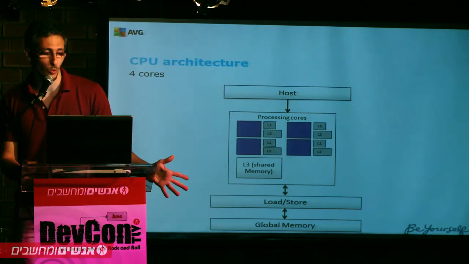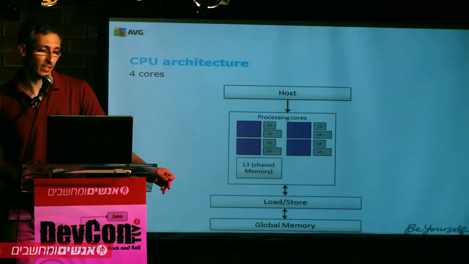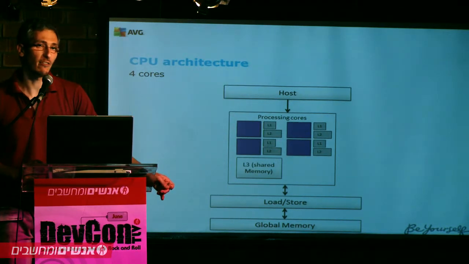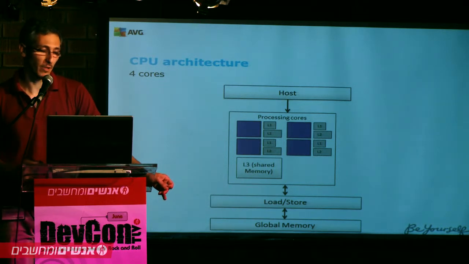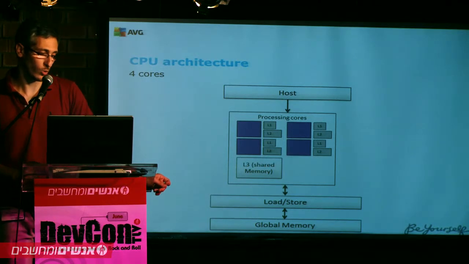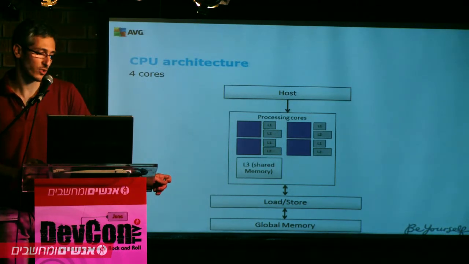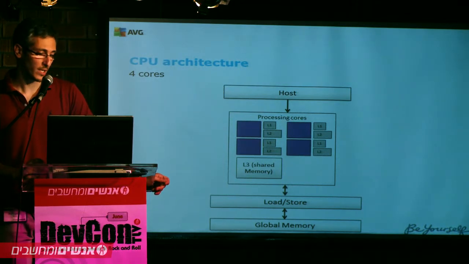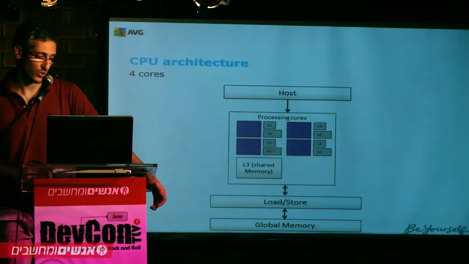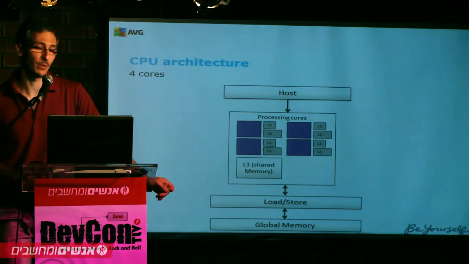I would like to give a quick review of the architecture of the CPU against the architecture of the GPU. So on a modern CPU, you would have just a small number of cores. Here we can see a CPU with 4 cores. Each core has 2 levels of memory cache, the L1 cache and the L2. All cores have access to the L3 cache, and all cores have access to global memory.